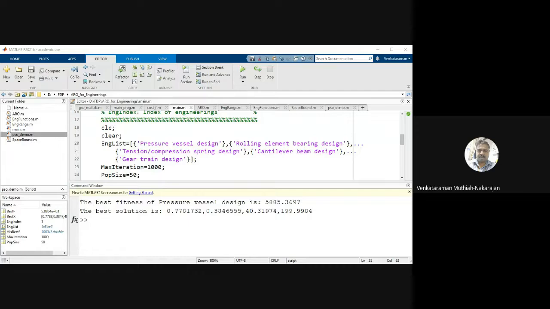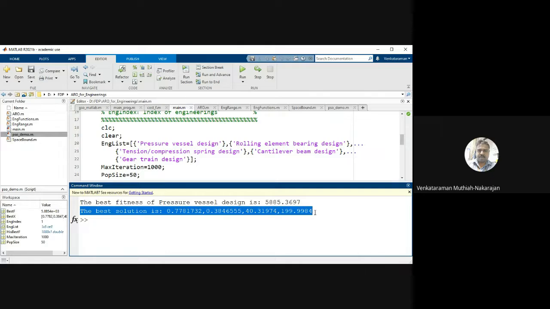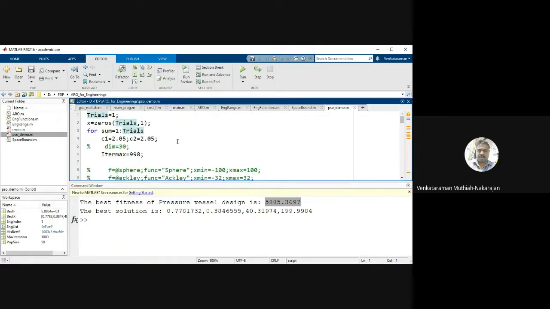It turns out they have a result. They also have a convergence curve. In modern optimization based work, a convergence curve is a necessity. Okay. So the best solution, they have a 4-dimensional problem, and the best solution for them is this. And they have the best fitness of pressure vessel. The objective function value is 5885. I have taken that same cost function and I'm using it for PSO.